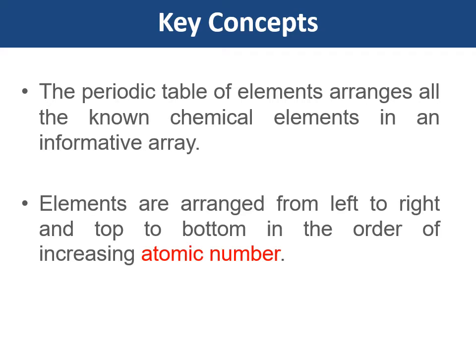The periodic table of elements arranges all known chemical elements in an informative array. The elements are arranged based on the similarities in their properties. Elements are arranged from left to right and top to bottom in the order of increasing atomic numbers. Are you familiar with atomic numbers? Ngayon, magiging familiar na kayo.